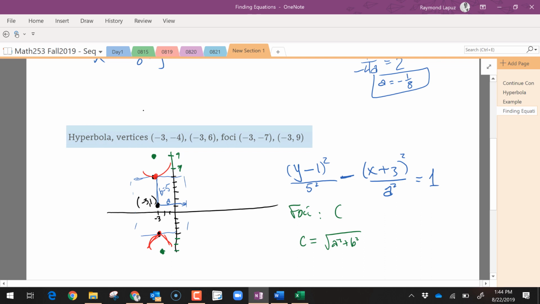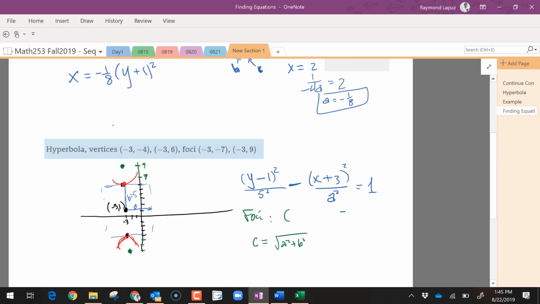Oh, the foci in the example that we had was opening sideways. This one is opening up and down. So let's just adjust our foci. Our x will remain the same, right? What's our x value? Negative 3. So the foci will have an x value of negative 3, and then it'll be the center point plus or minus some c value, right?